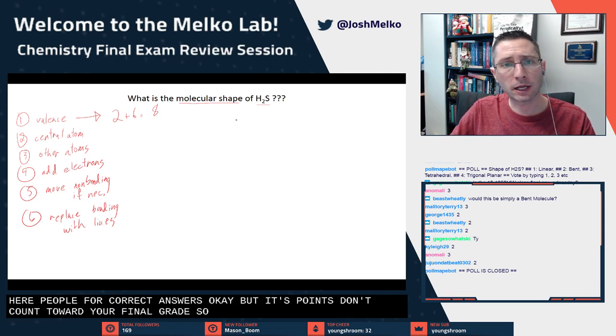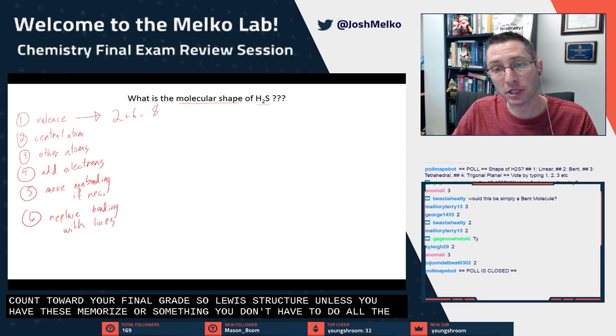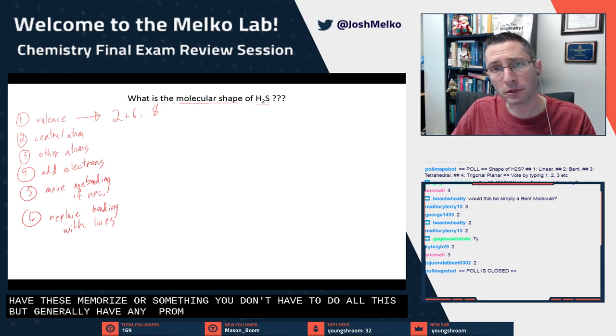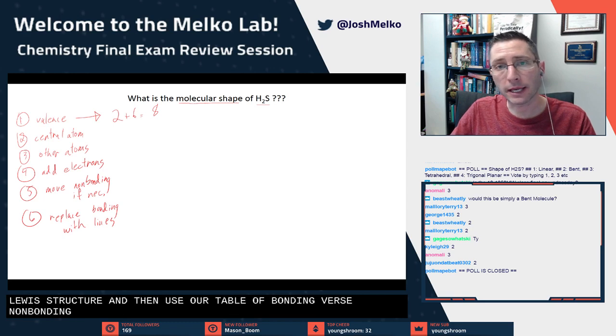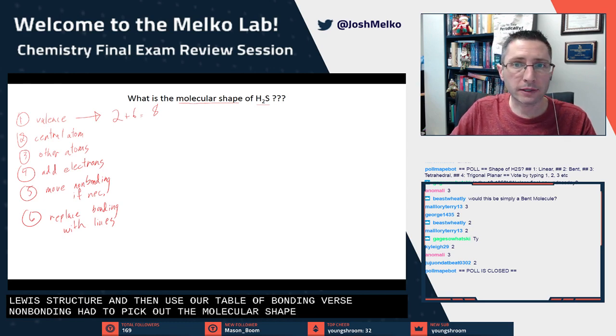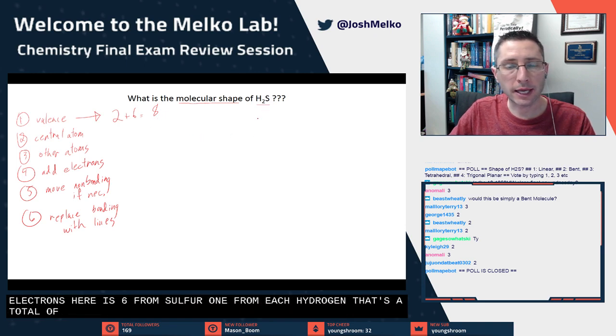Alright, so molecular shape of H2S, we have to first draw the Lewis structure. Unless you have these memorized or something, you don't have to do all this, but generally, for these types of problems, we're going to draw the Lewis structure and then use our table of bonding versus non-bonding to pick out the molecular shape. So valence electrons here, 6 from sulfur, 1 from each hydrogen, that's a total of 8.